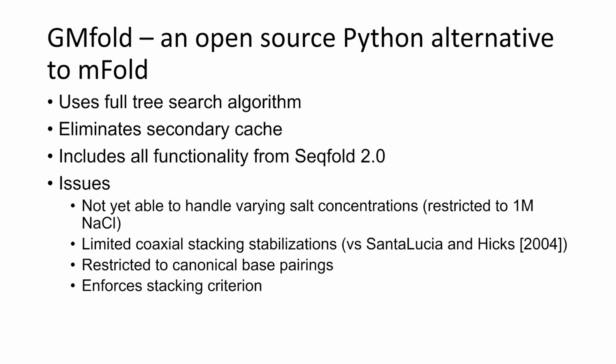So we wrote what we were calling GMFold, where we widen our search space because we were using a more robust searching algorithm than the Ziegler-Stiegler one. This allows us to eliminate the secondary cache, so we are actually saving about 50% of the memory capacity of the algorithm, and we still include all our old functionality, and we were actually able to get reliably matching, if not very nearly matching structures to MFold.